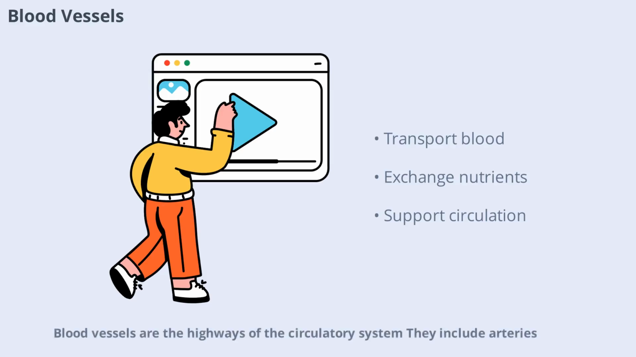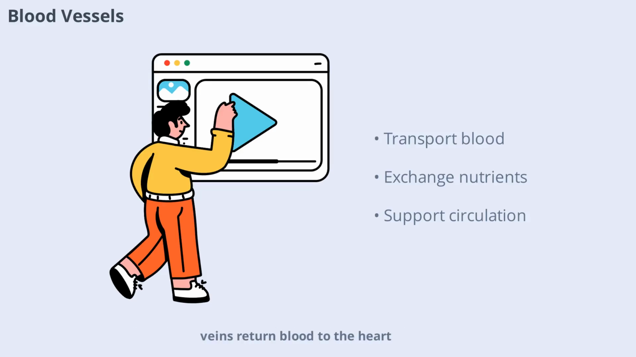Blood vessels are the highways of the circulatory system. They include arteries, veins, and capillaries, which transport blood throughout the body. Arteries carry oxygen-rich blood away from the heart, veins return blood to the heart, and capillaries exchange nutrients and waste with tissues. Healthy blood vessels are vital for circulation and overall health.